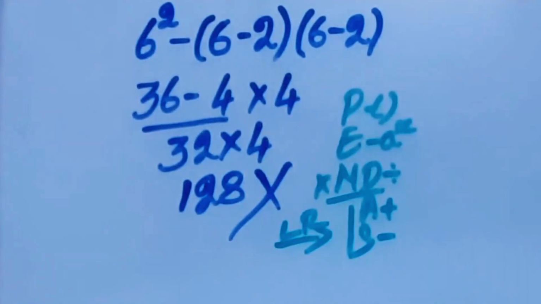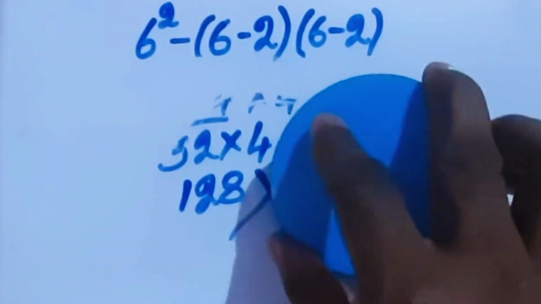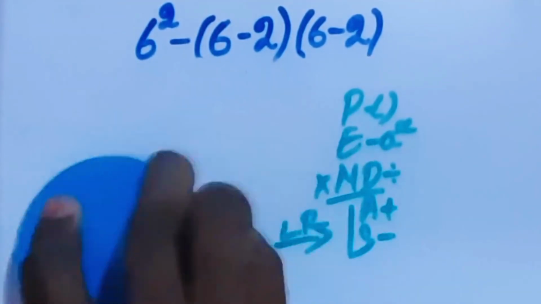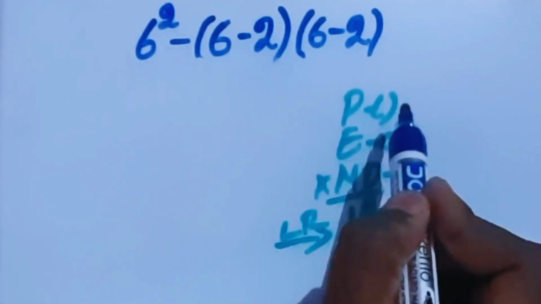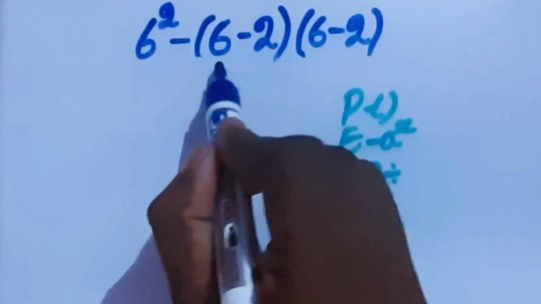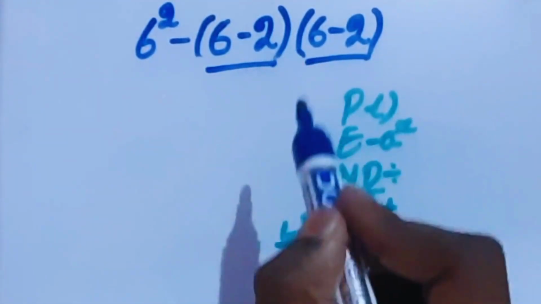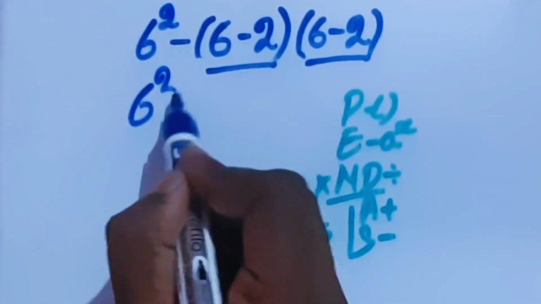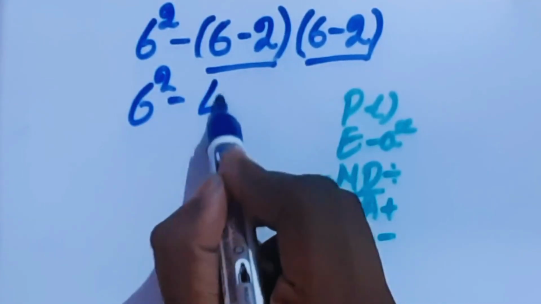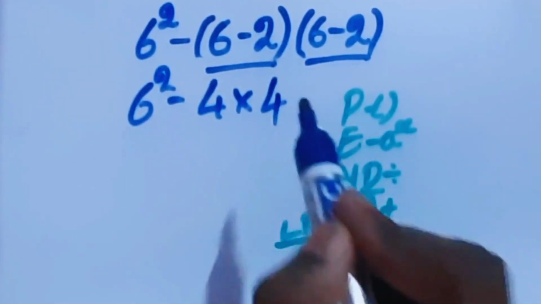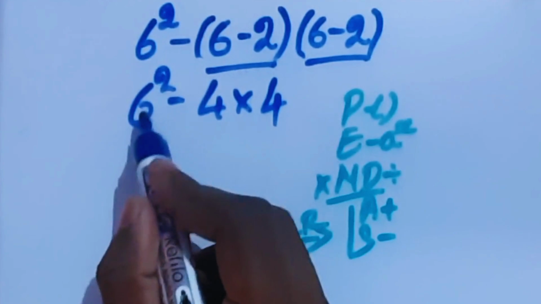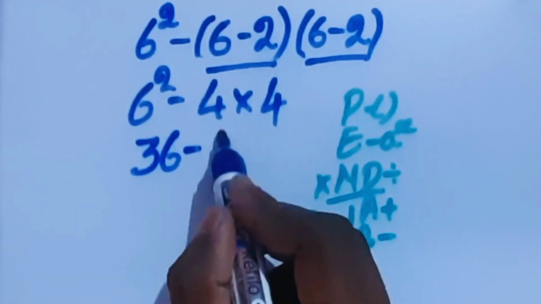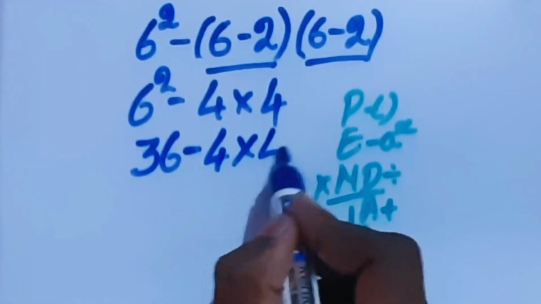Now we are going to solve this problem in the correct way by using the order of operations, PEMDAS. Here the higher priority is the bracket. We have to do this before any other rule. Minus, this is 4 times this 4. Now we have 6 squared, which is 36, minus 4 times 4.